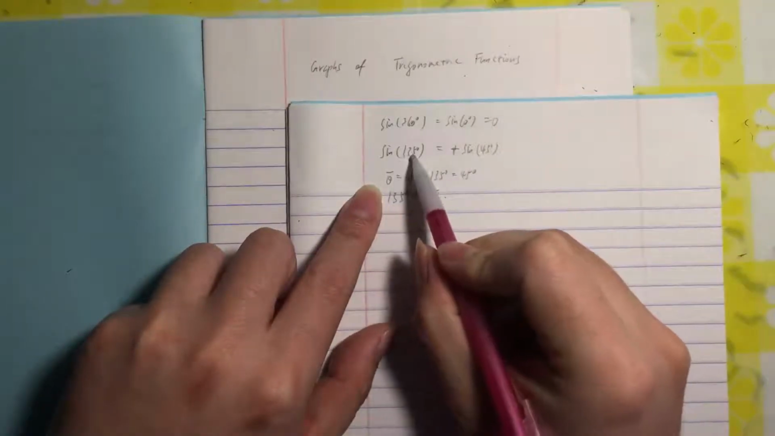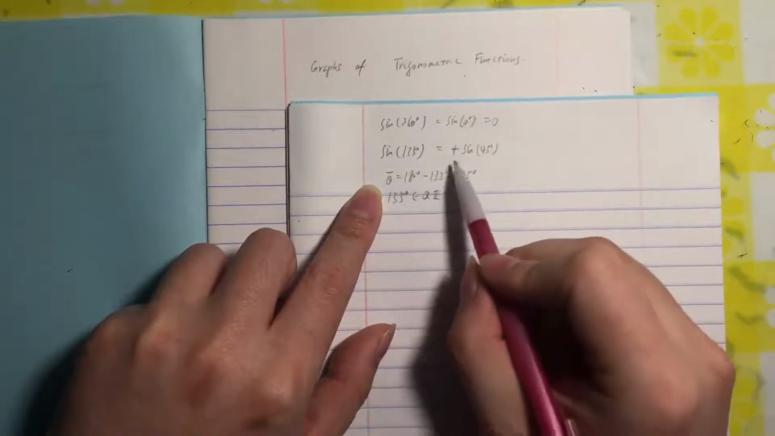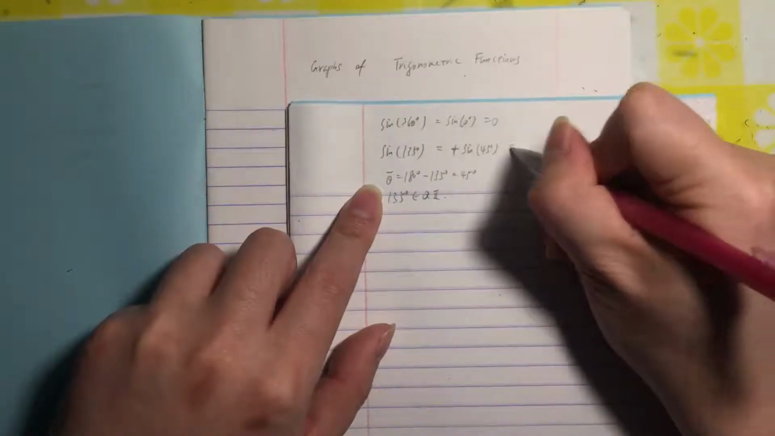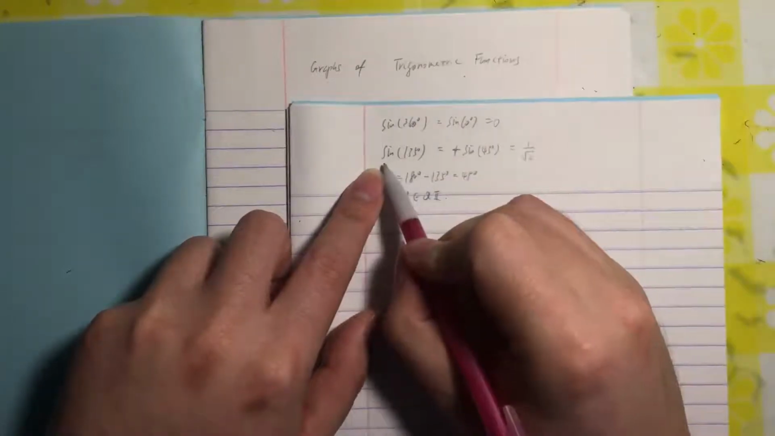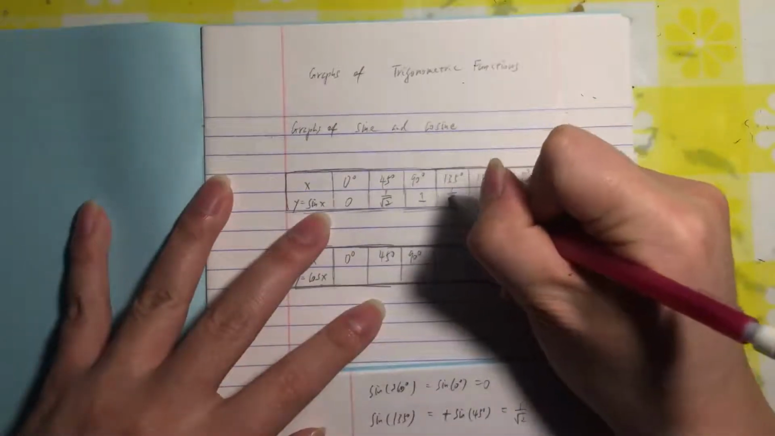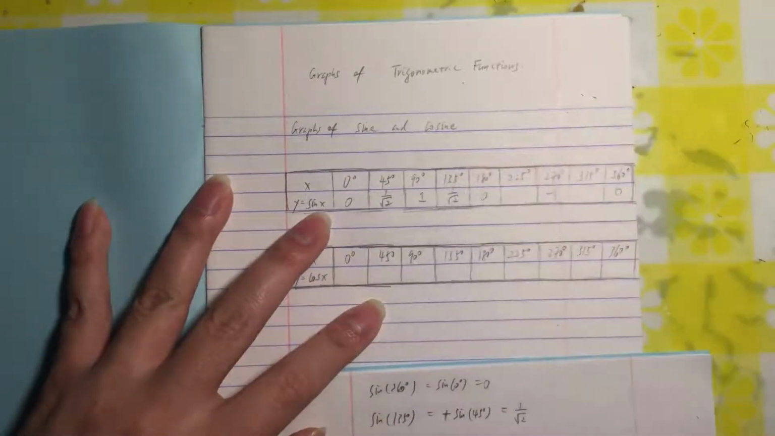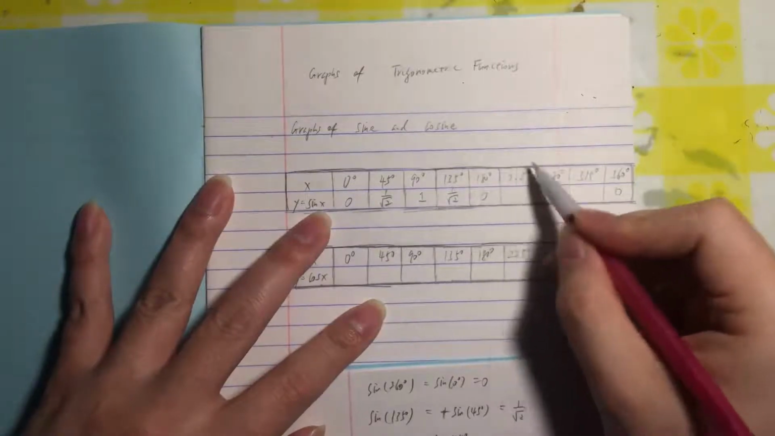For 135 degree angle, its reference angle is 45 degree angle. And sine function in quadrant 2 is positive. We know that sine 45 is 1 over radical 2. So sine of 135 is also 1 over radical 2. Next, how about sine of 225?